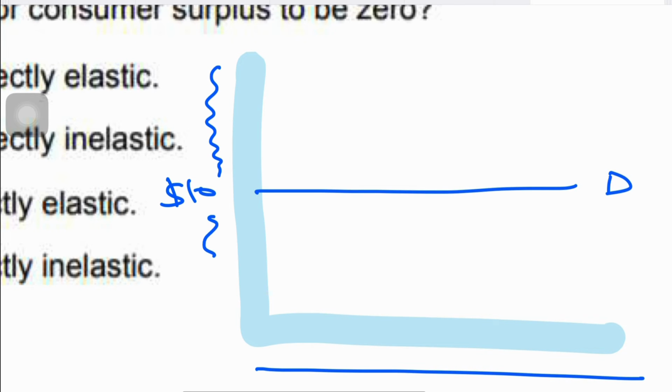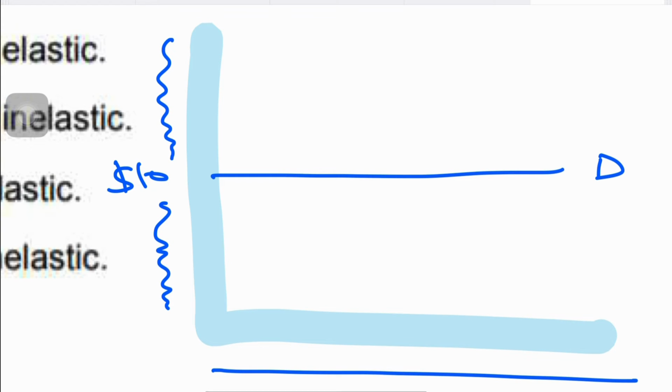And at lower prices, the quantity demanded would be infinitely large, right? And this implies that consumers are extremely sensitive to price changes. So the consumers are only going to buy at $10, which means that what consumers are willing to pay, they will actually pay. So the willingness to pay is equal to the market price. If what you're willing to pay is equal to the price, you don't have any consumer surplus then, right?